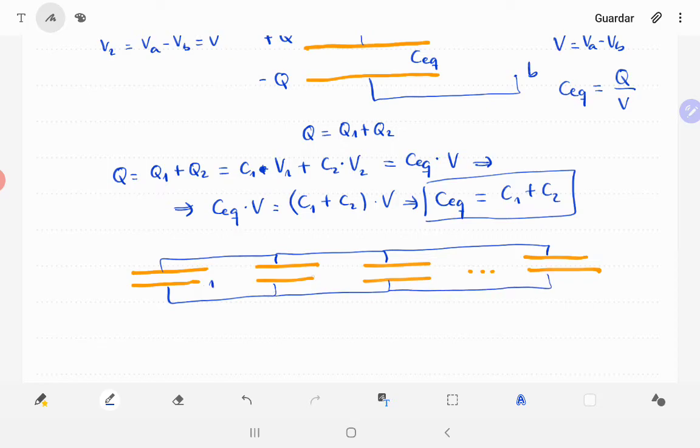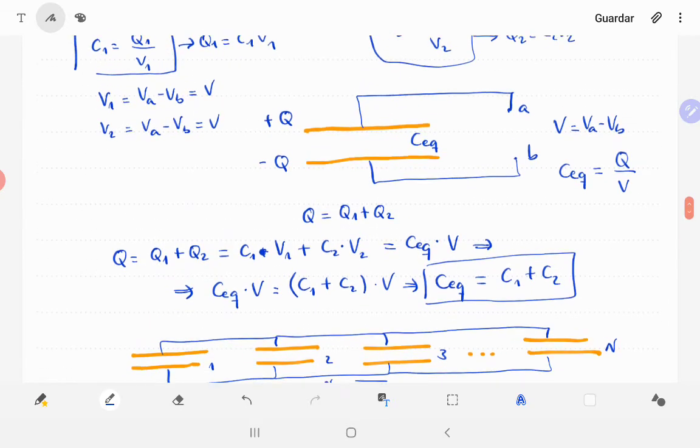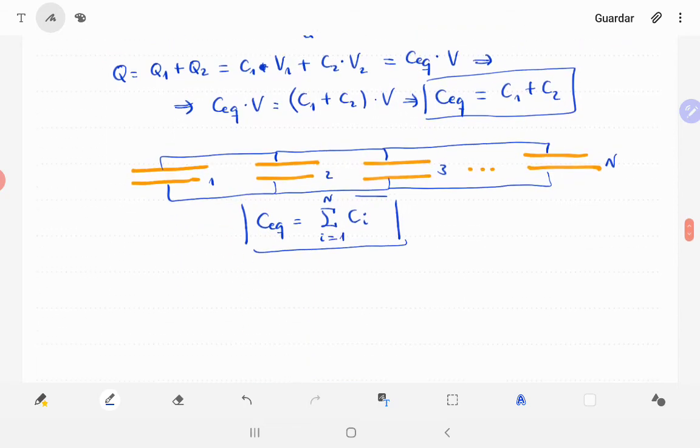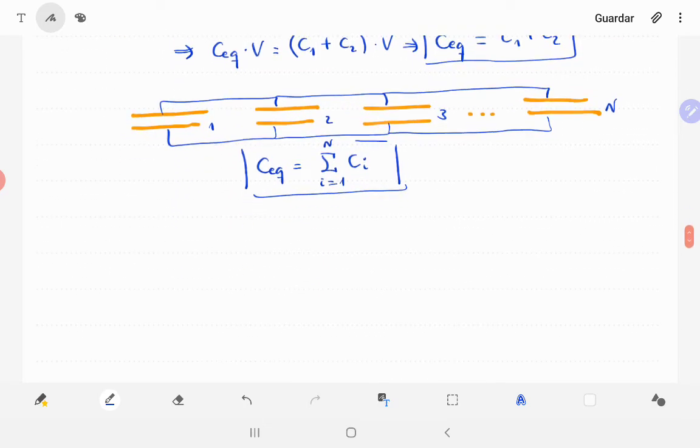So this is the first one, the second one, third one, up to n. Then the equivalent capacity of all of them is the addition from 1 to n of the individual capacitance. Okay, so this is for combining them in parallel. So now we're going to derive the same idea, the equivalent capacitance, for a different combination, which is in series.